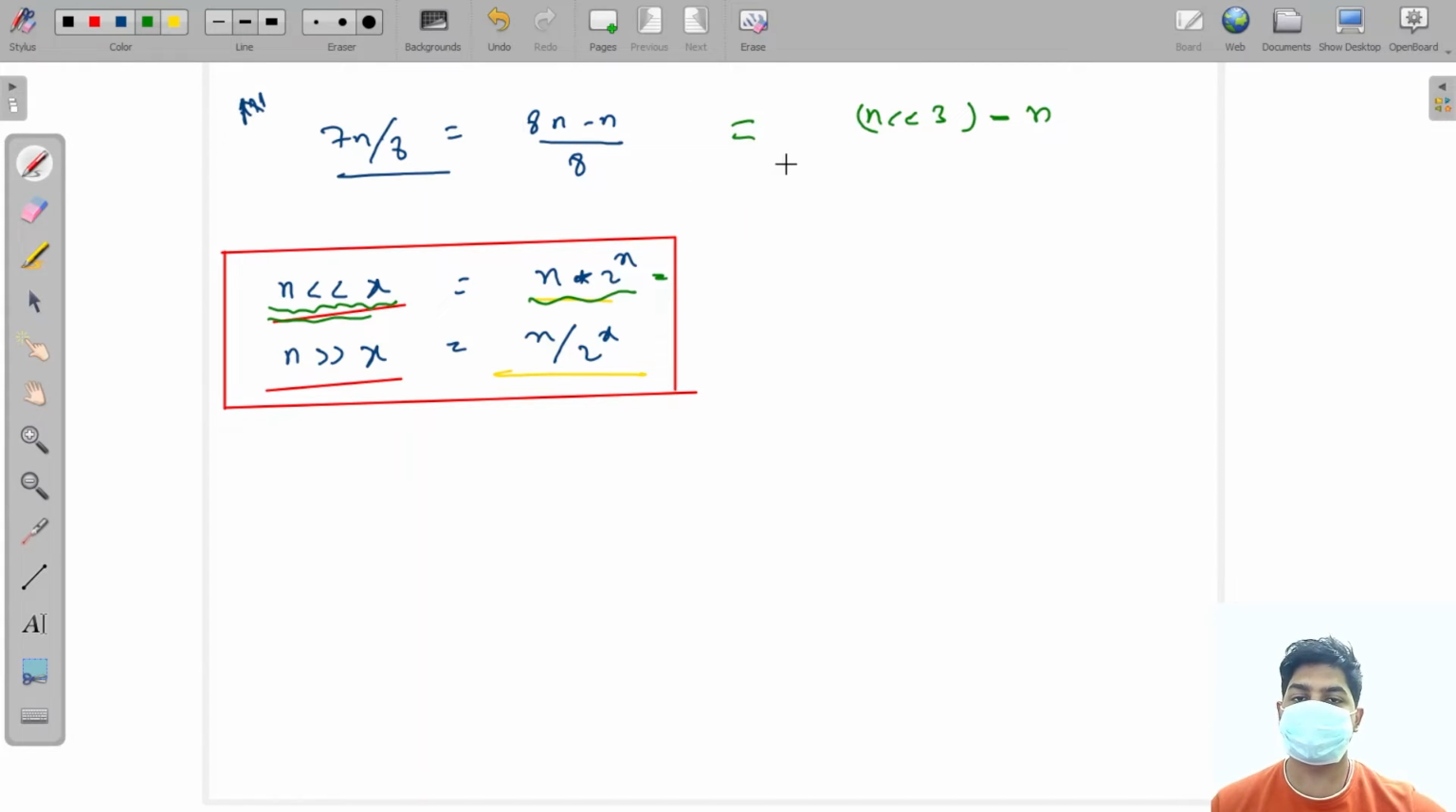Let's make a variable for the numerator. Numerator will be equal to n left shift of 3 minus n. So we got the numerator.